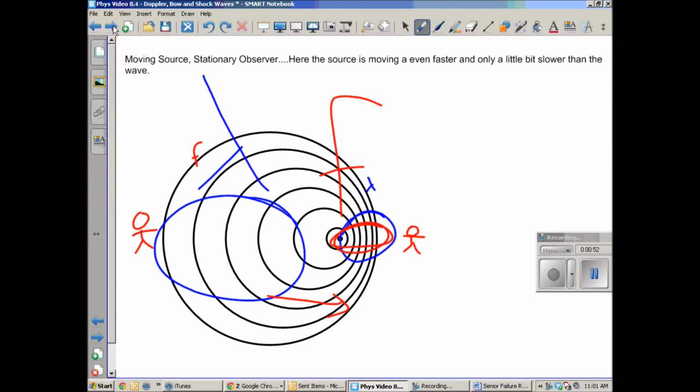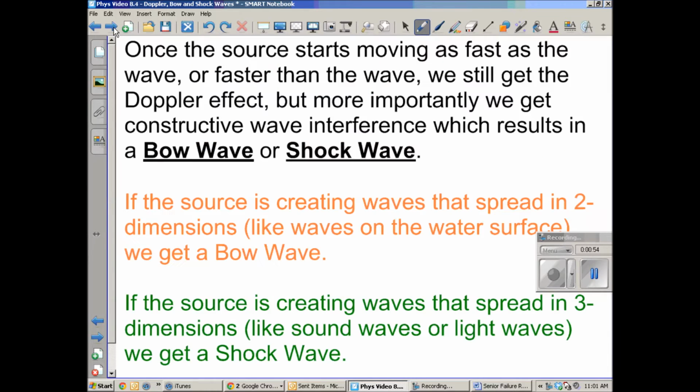All right, so now the next question is, what happens when the source catches up to the waves? What happens when the source is going as fast as or faster than the wave?